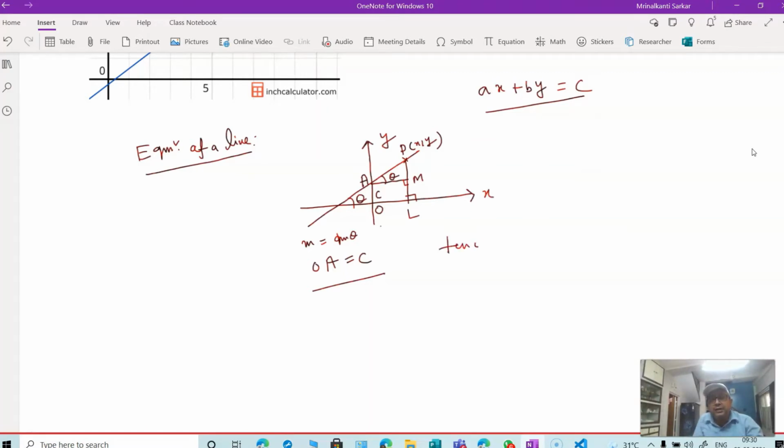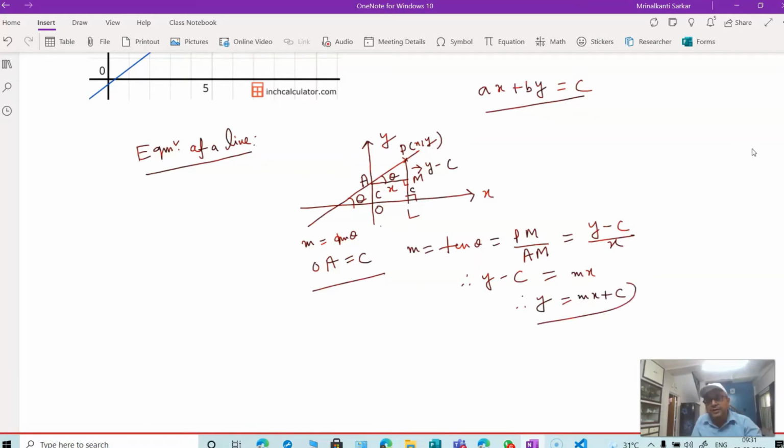Tan theta in this triangle PAM is PM by AM. What does PM stand for? If this one is C and this one is C, the whole thing is Y, so this part is going to be Y minus C. And this part is going to be X. AM is equal to X, because the X coordinate of the point is P(X, Y). So PM by AM is (Y minus C) by X. Therefore, Y minus C, and tan theta is M here. We have taken Y minus C equal to MX. Therefore, the required equation is Y equal to MX plus C.